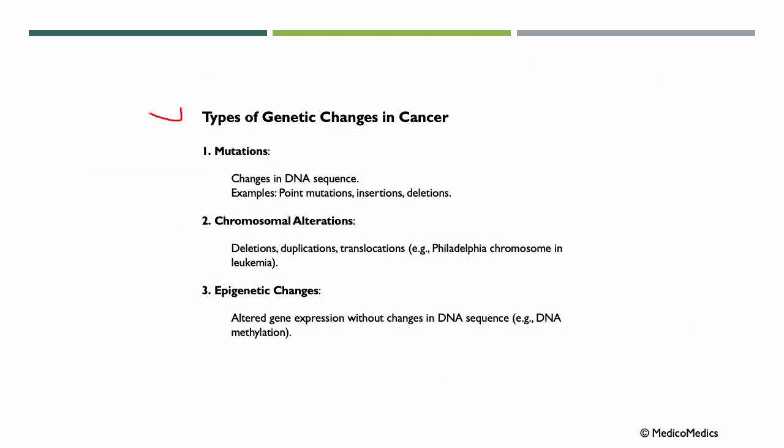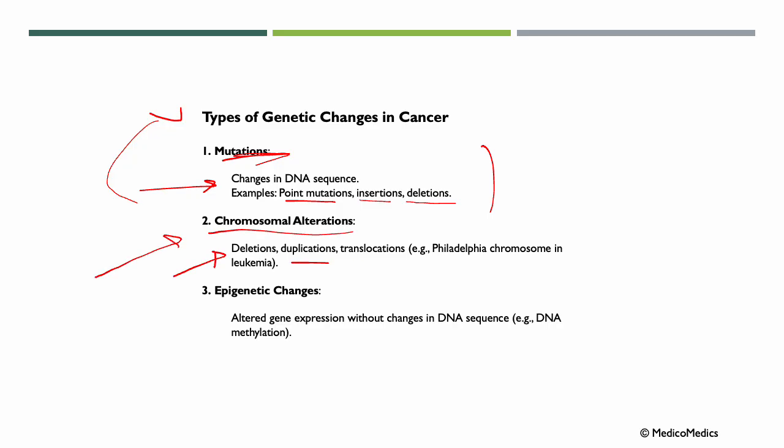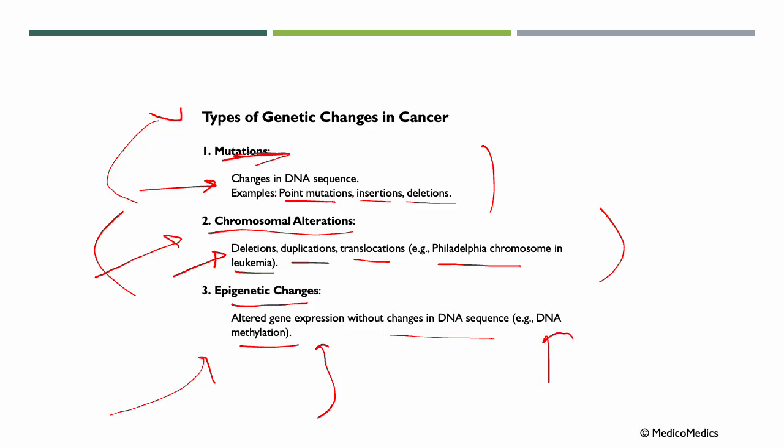Some types of genetic changes in cancers. Well, first, mutations. These are changes in the DNA sequence, and they could be point mutations, insertions, or deletions. If you look at previous lectures, we've mentioned these in detail. Another thing could be chromosomal alterations, so deletions, duplications, translocations, like Philadelphia chromosome in leukemia, also talked about in previous lectures. And of course, epigenetic changes, so altered gene expression without changes in DNA sequence, for example, DNA methylation.